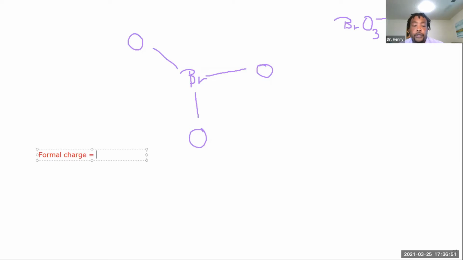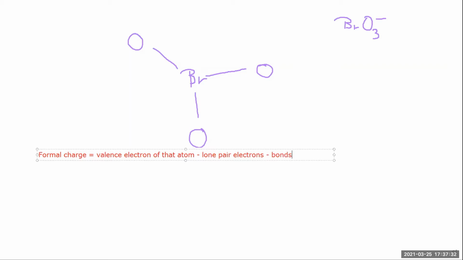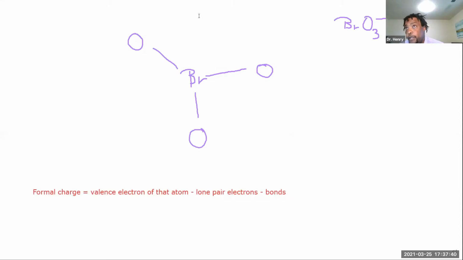Formal charge is going to be equal to the valence electrons of that atom, minus the lone pair electrons, minus the bonds. Okay, so I'm going to save this problem for a second. So I'm just going to put this to the side for right now, and then I'm going to show you what I mean.